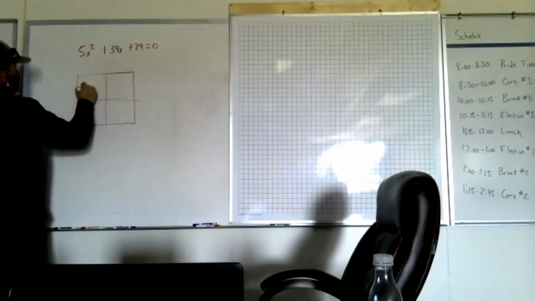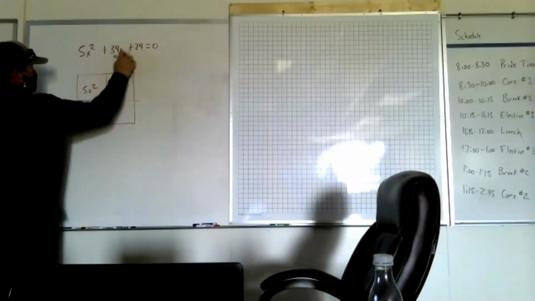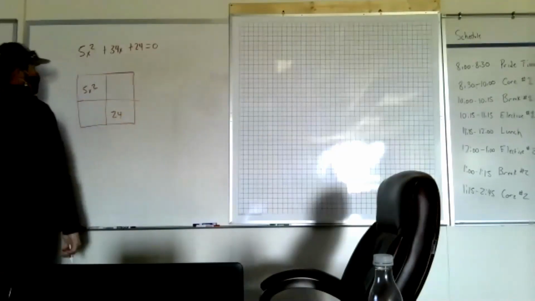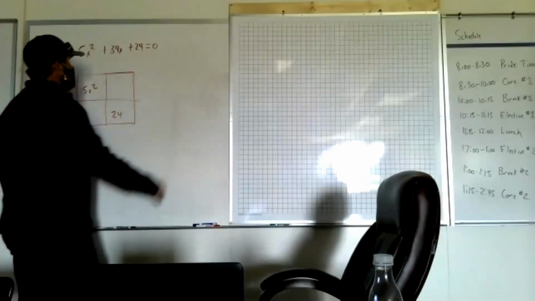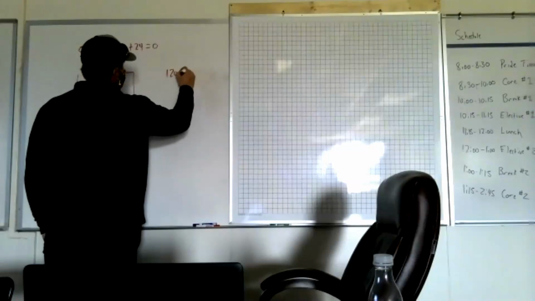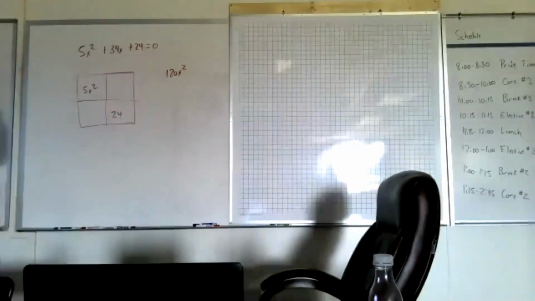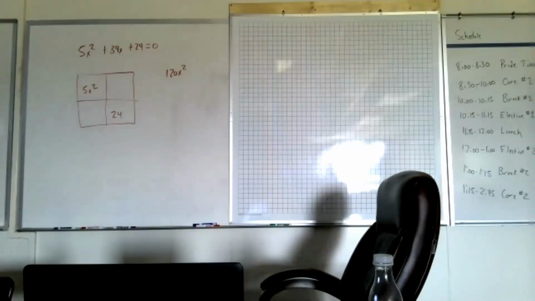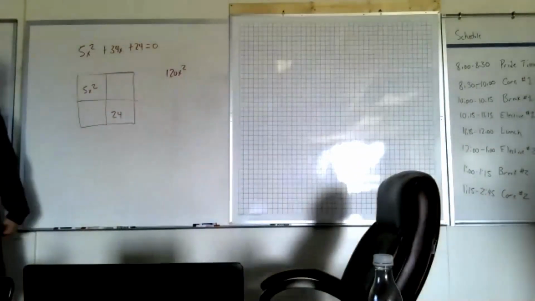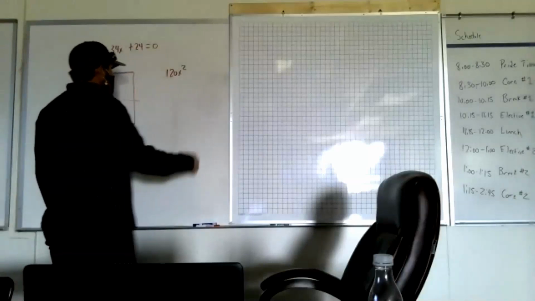If I put 5x squared in the upper left, put positive 24 in the lower right, and then I multiply those, 5 times 24 is 120. So that answer is 120x squared. Here's where it gets tricky, because I need to find two terms that multiply to be a positive 120 that add up to be a positive 34. For lack of a better way to do this, it's a lot of guess and check, to be honest. So what we could do is list out factors.